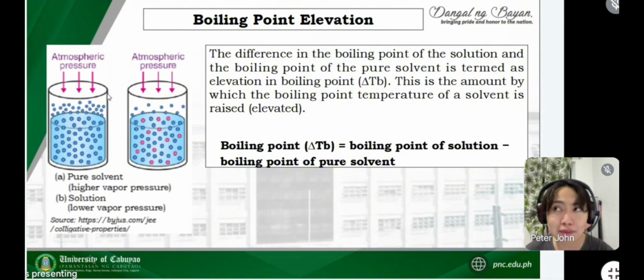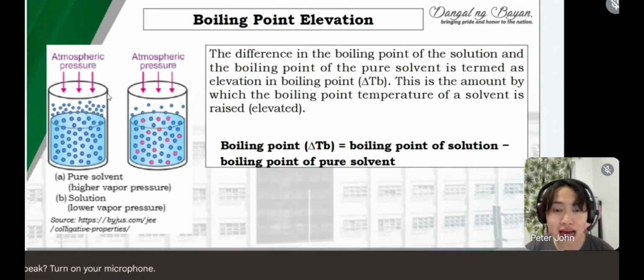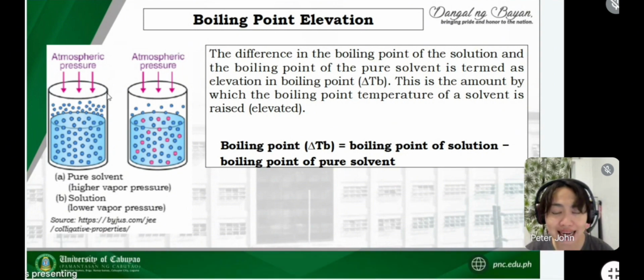Di ba nasabi ko sa inyo before that it is possible for us to change the boiling point of a certain substance by adding solute or more solute in a solvent. So, typical sa tubig, from original na 100 degrees Celsius, pwede siyang maging 105 and so on and so forth. Depende kung gaano karami yung solute na ilalagay natin sa mismong solution. This is the amount by which the boiling point temperature of a solvent is raised or elevated.